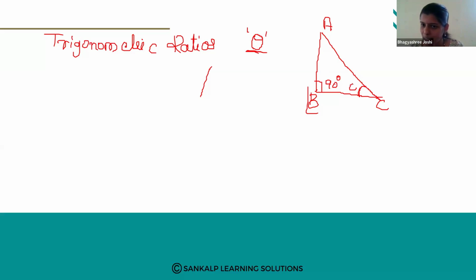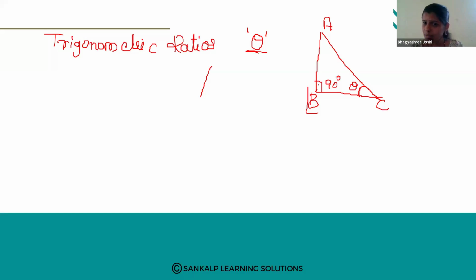So now our theta is at C. Where is our theta? At C. Where is angle 90 and where is angle theta? If we know the position of theta and 90 degree, we can find out which is the opposite side, which one is the adjacent side, and which is the hypotenuse. Yes or no, my dear children?